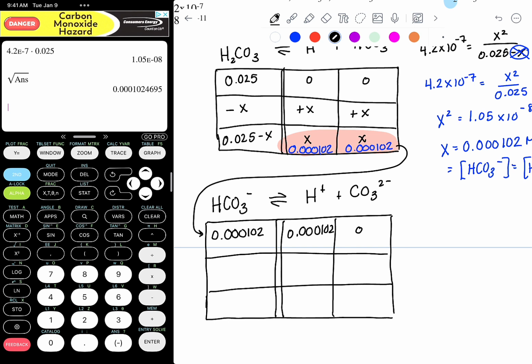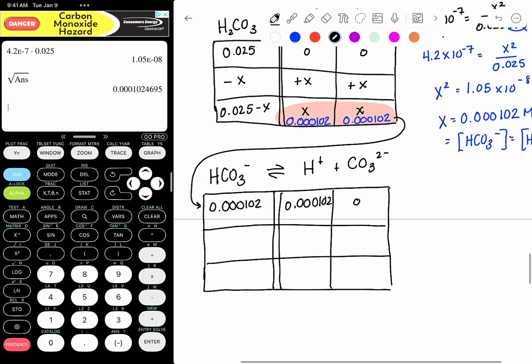Okay, so now we set this up in the same way. We do minus y, plus y, plus y. We get 0.000102 minus y. We get 0.000102 plus y, and we get y.